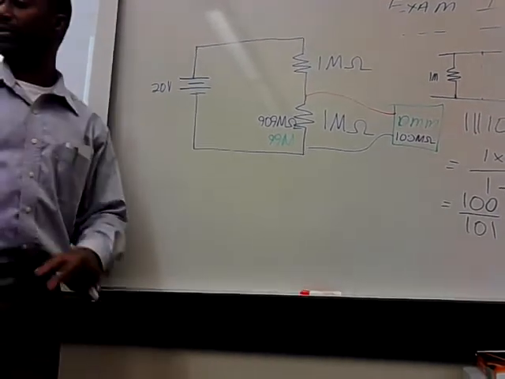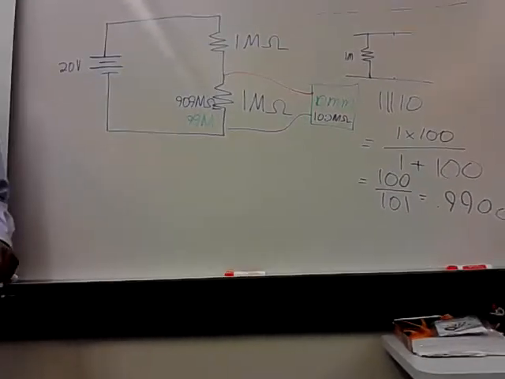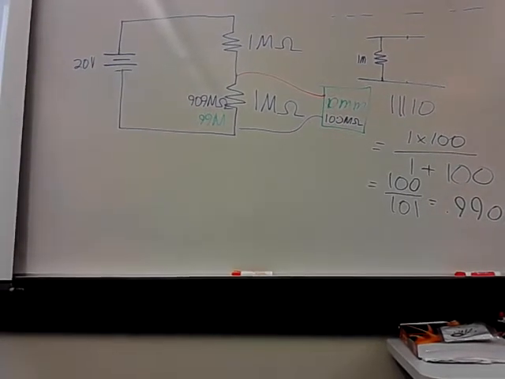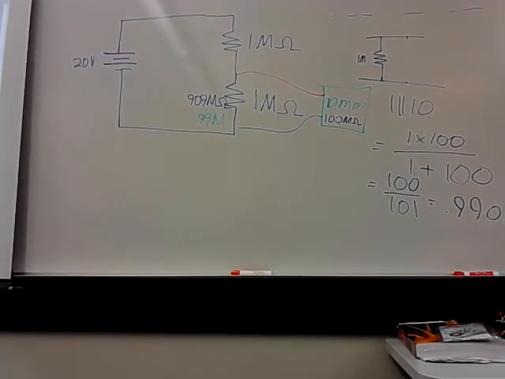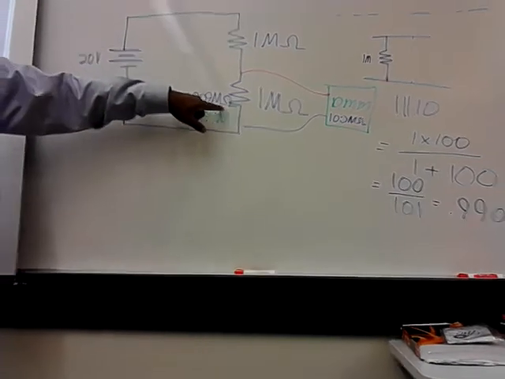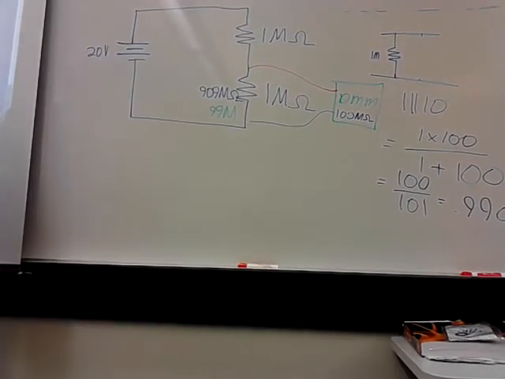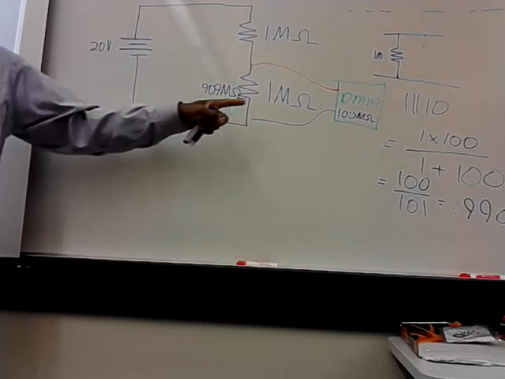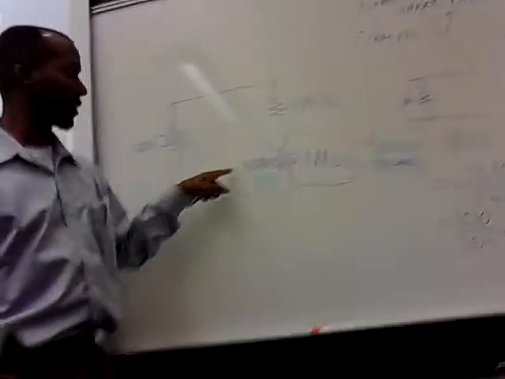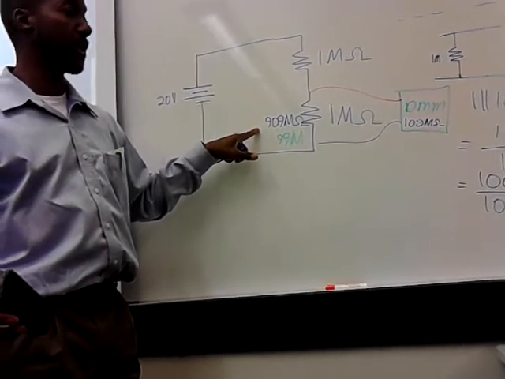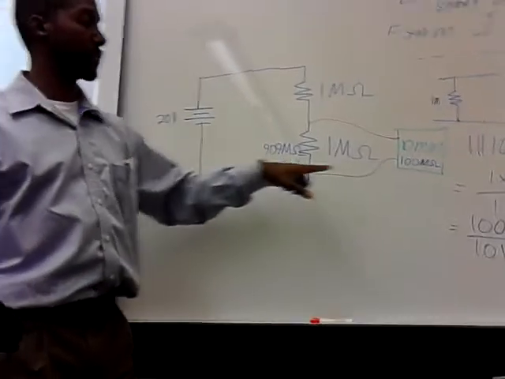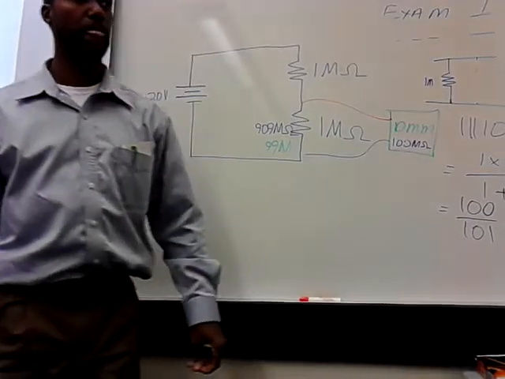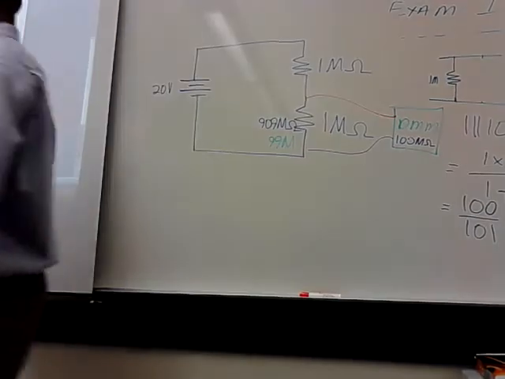The answer is this. So what will you read? I will read 0.909 mega ohm. That's what we'll actually measure. And then what I did, I said, what happens if this has an internal resistance of 100?